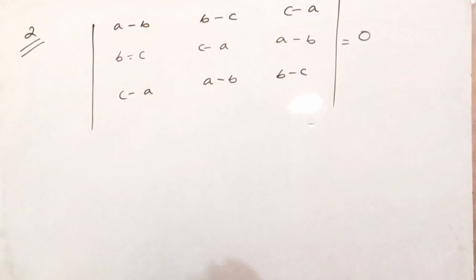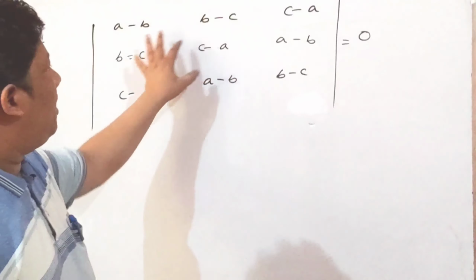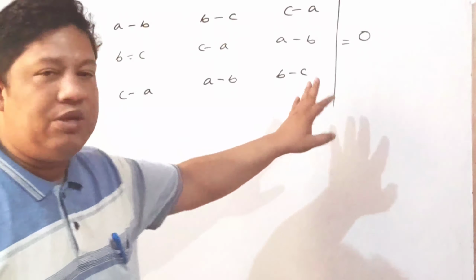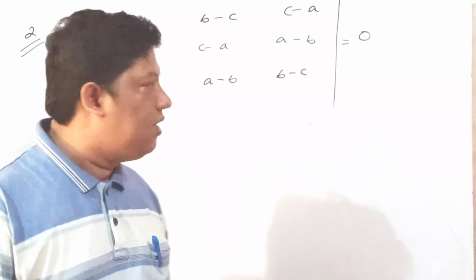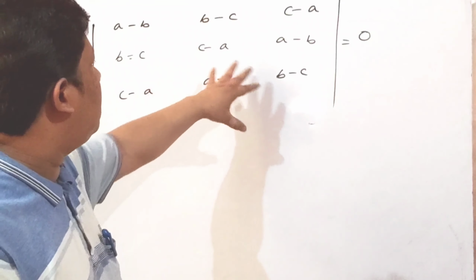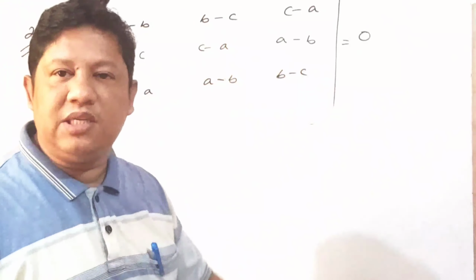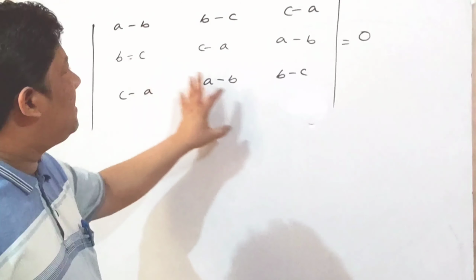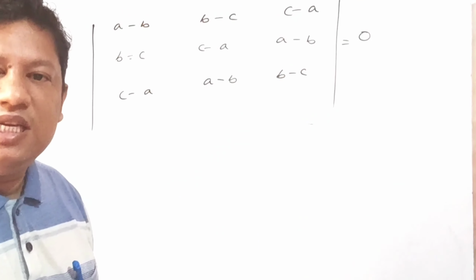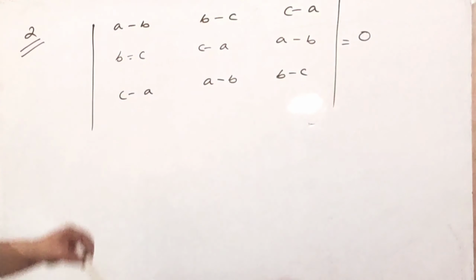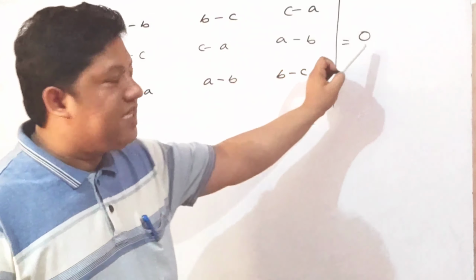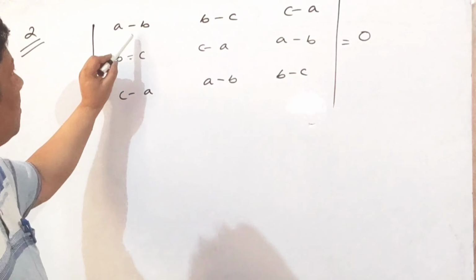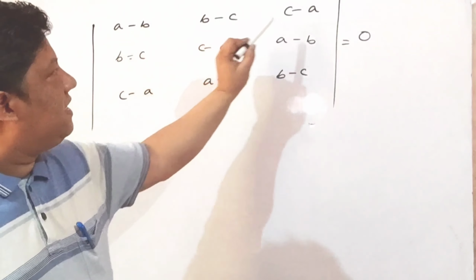So, my students, look here. You have to prove that the value of this determinant equals how much? 0, you have to prove. If you want to prove this determinant equals 0, then in this case, look at these numbers. The right side is given as 0, that means you have to prove that it is 0, and the left side is given as A minus B, B minus C, C minus A.